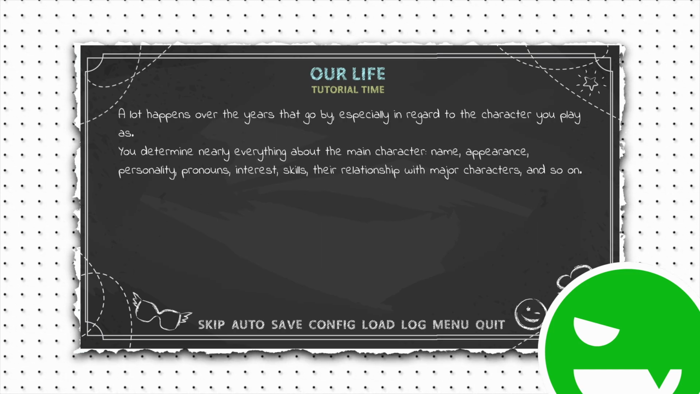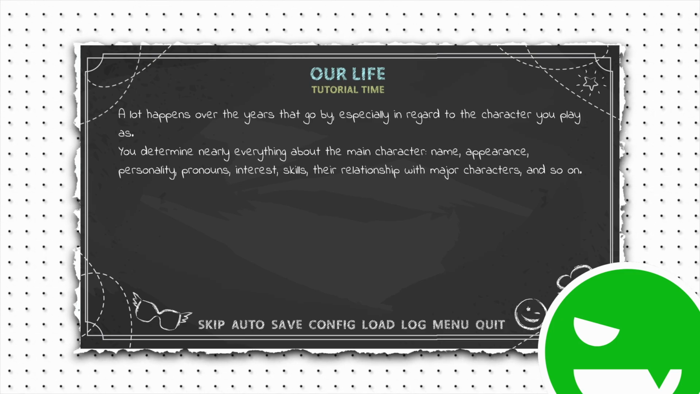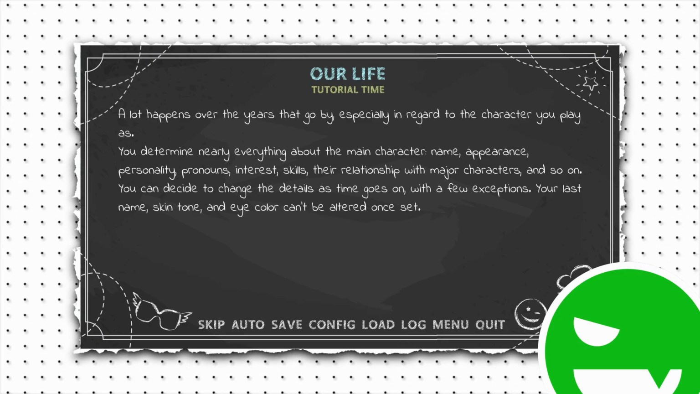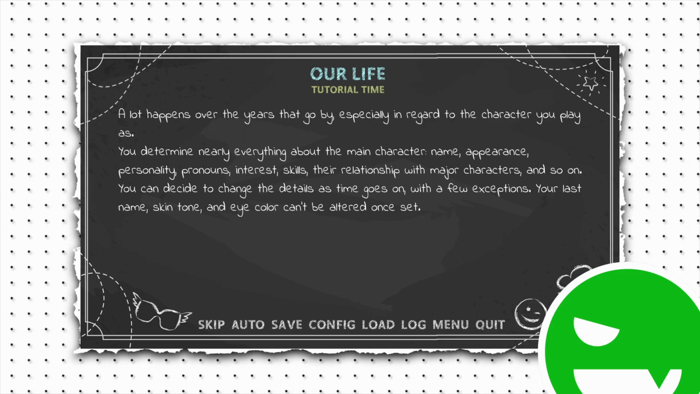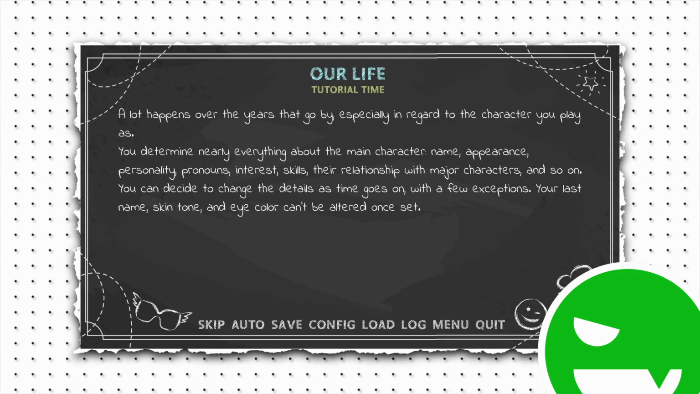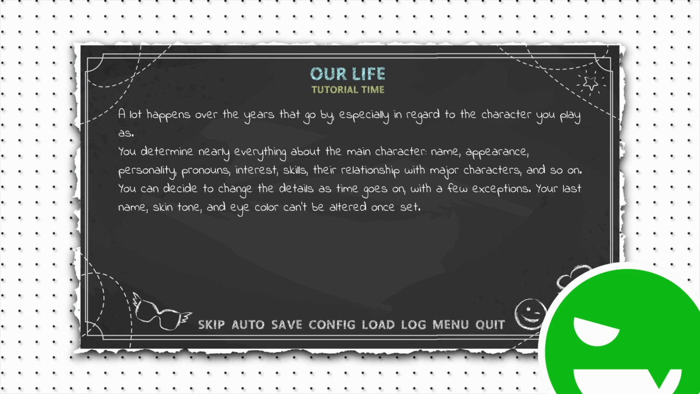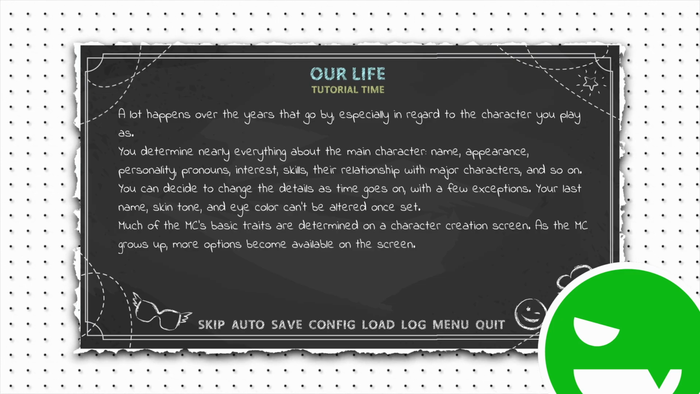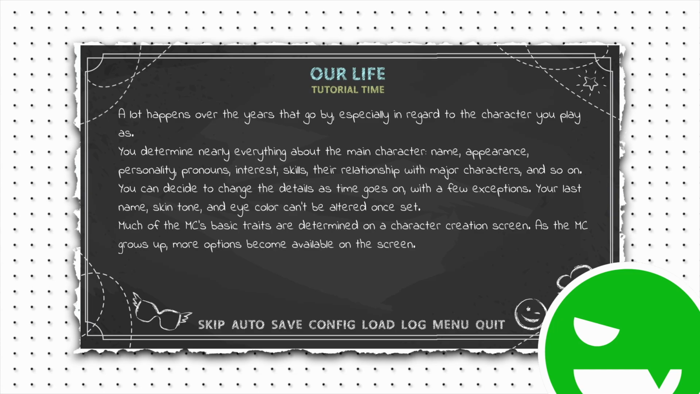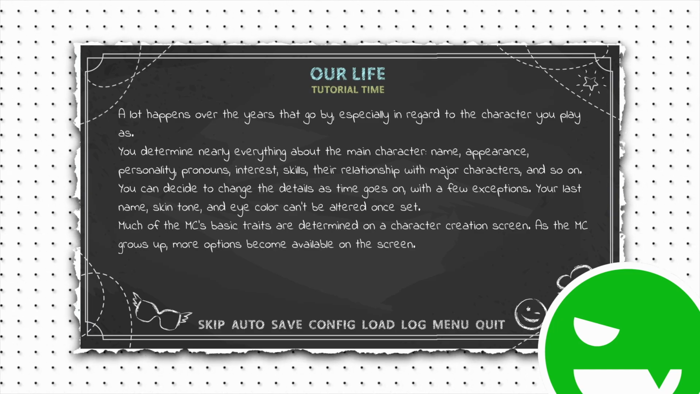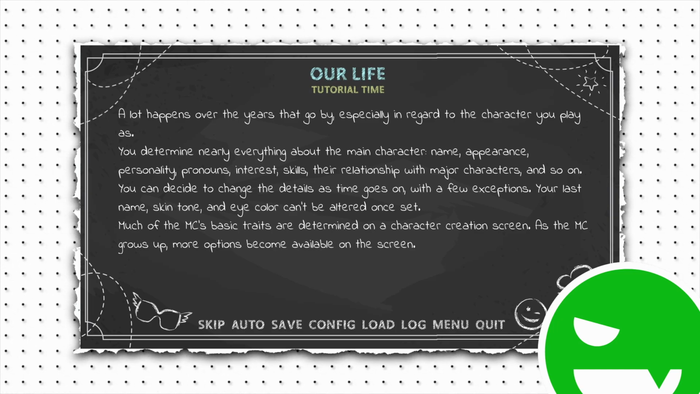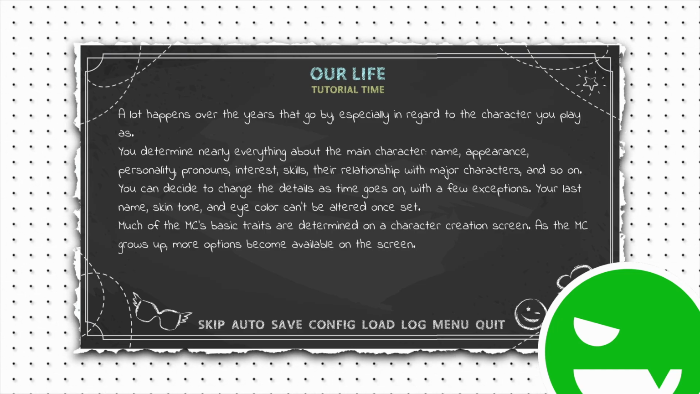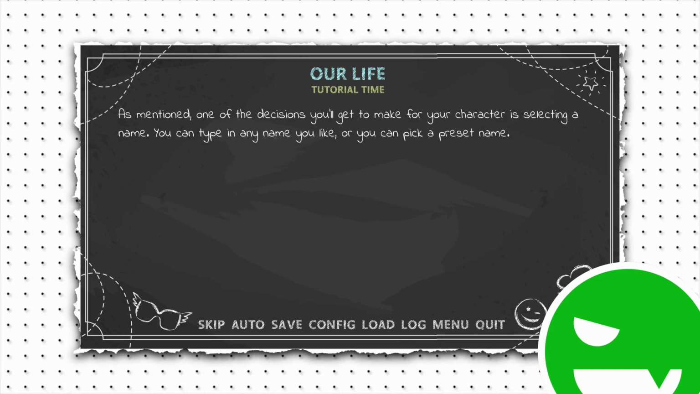You can determine nearly everything about the main character. Ooh, here we go. You can decide to change the details as time goes on, with a few exceptions. Your last name, skin tone, and eye color can't be altered once set. Much of the MC's basic traits are determined on a character creation screen. As the MC grows up, more options become available on the screen.